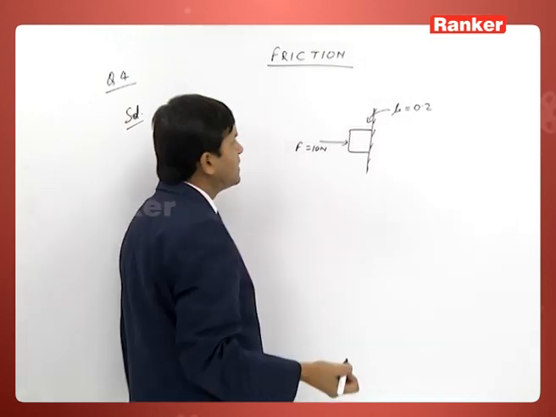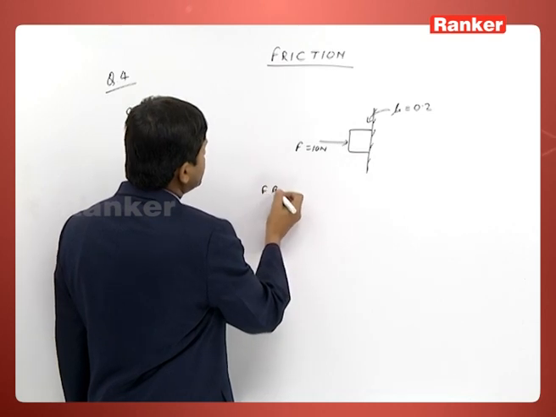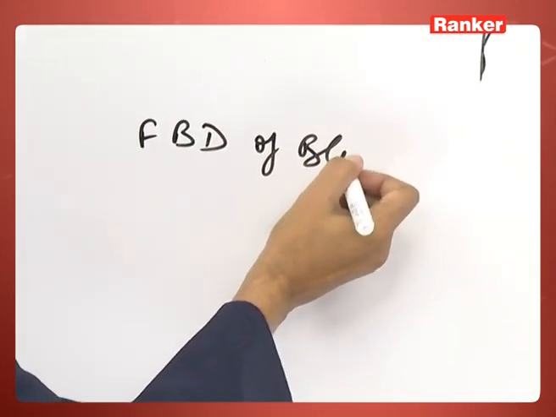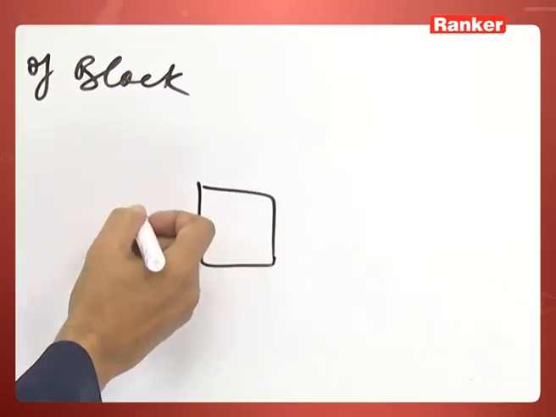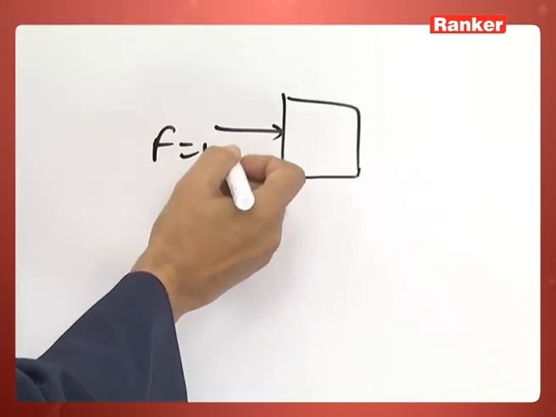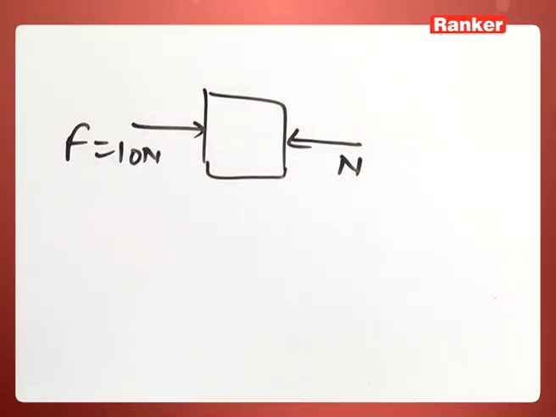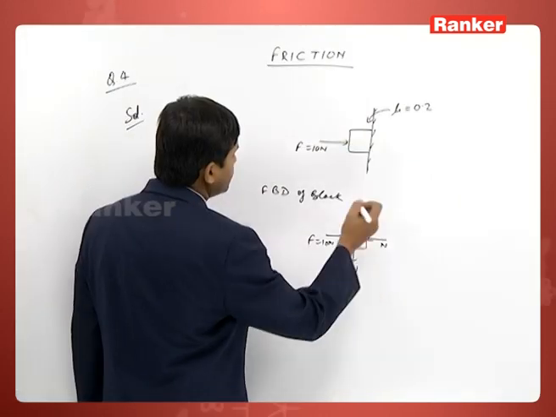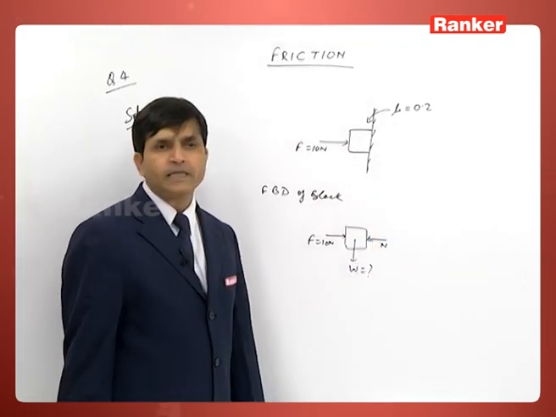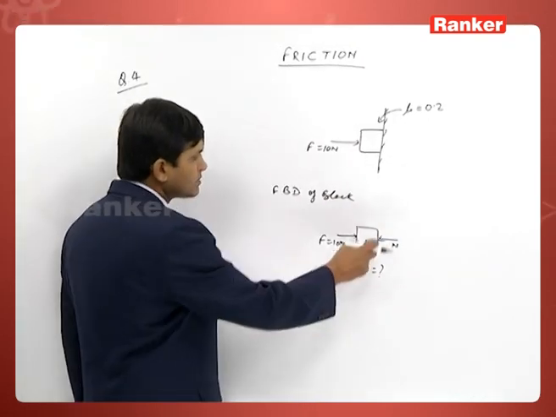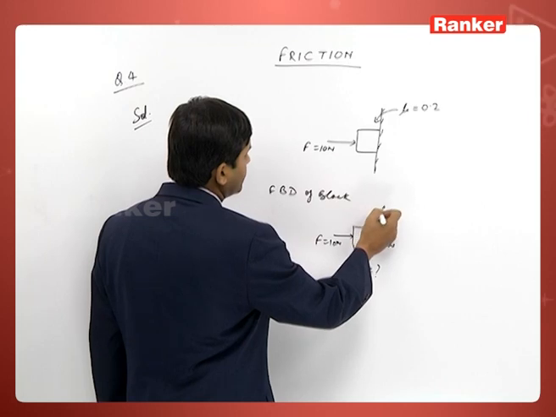So just make an FBD of the block. In the FBD we have to show the forces. One is your horizontal force 10 Newton, another is the normal reaction from the wall, third is your weight. Let the weight of the block be W, which we have to determine. Because of the weight the block has a tendency to go down, so the friction force F acts here.